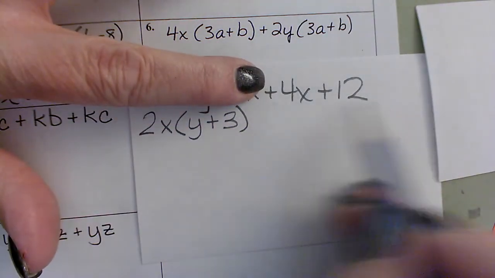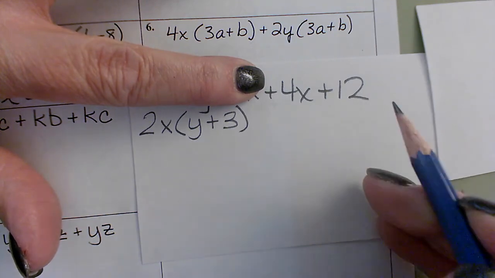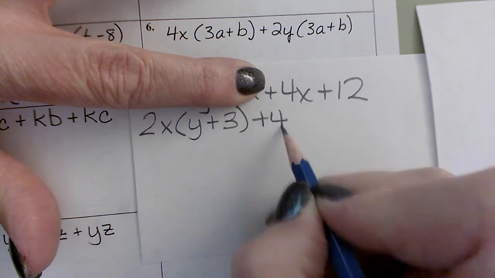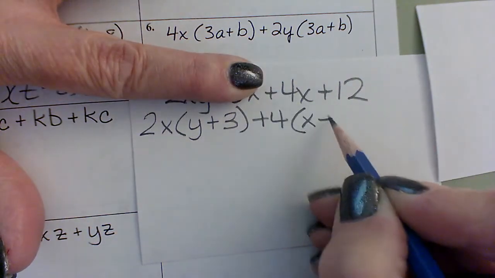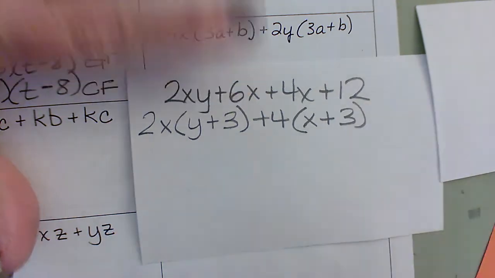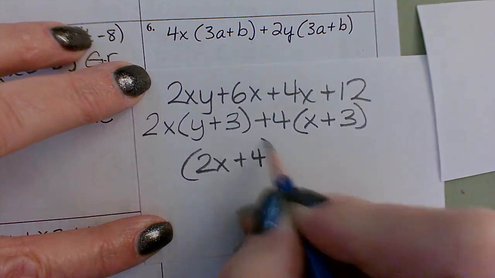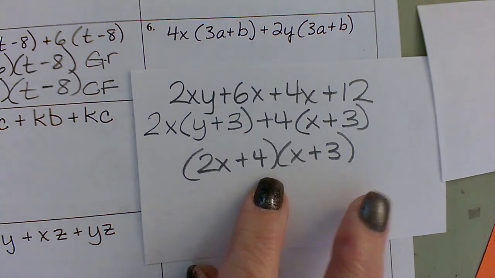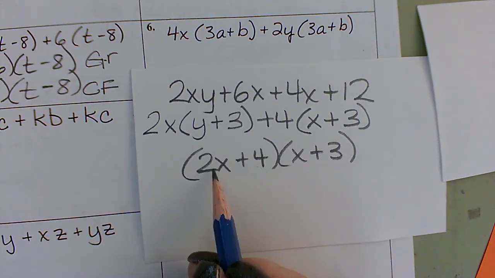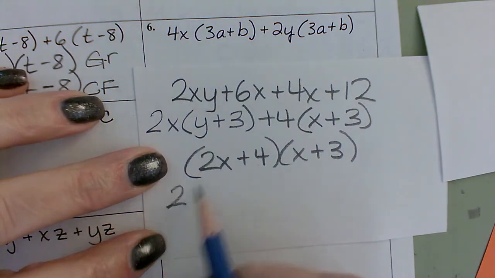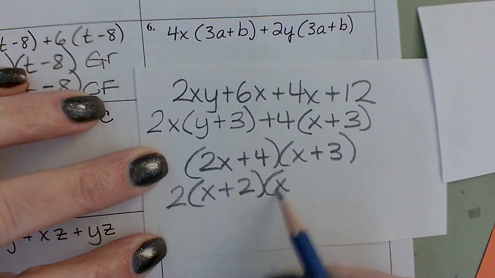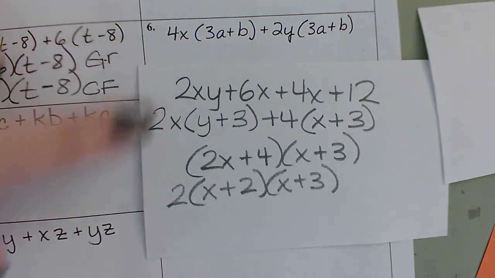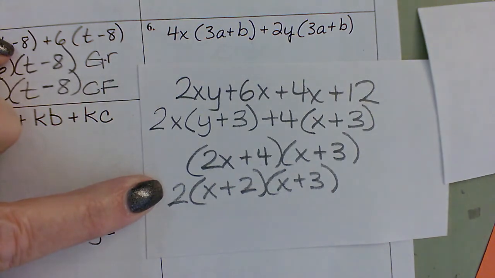Let's go over to this side. What can I remove? 4. Positive or negative? Positive 4. And I'm left with the x plus, do I get a 3? Yeah. So when I write it out, I get a 2x plus 4 and an x plus 3. Check your answers. Is there anything more I can do? Yeah, there's a 2 in both of these. It's a 2x plus 4. I can now common factor the 2 out and get an x plus 2. Because I missed it at the beginning, it'll show itself later on, and you can do it again.